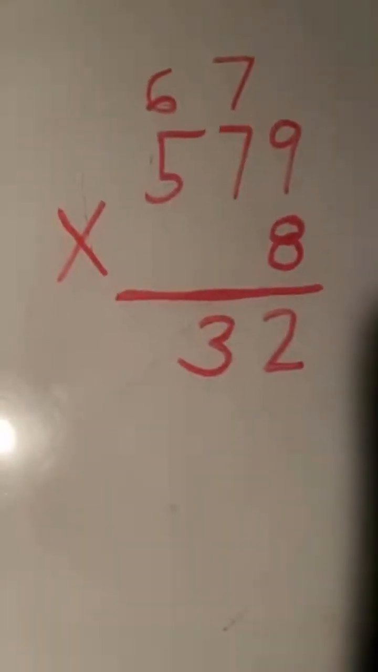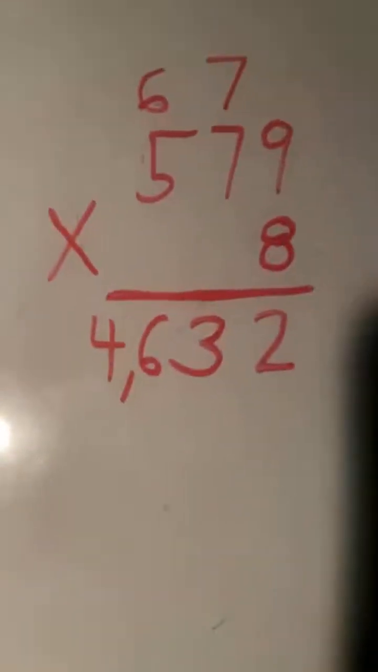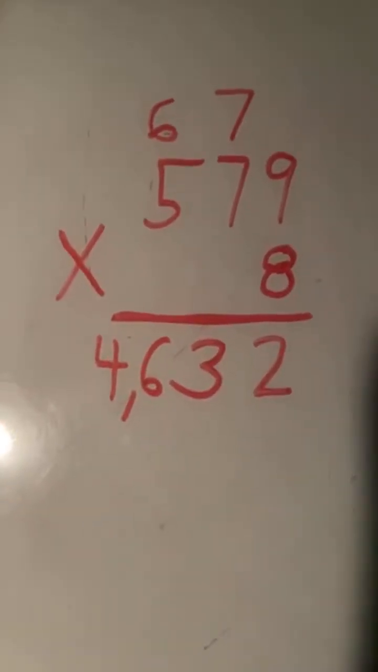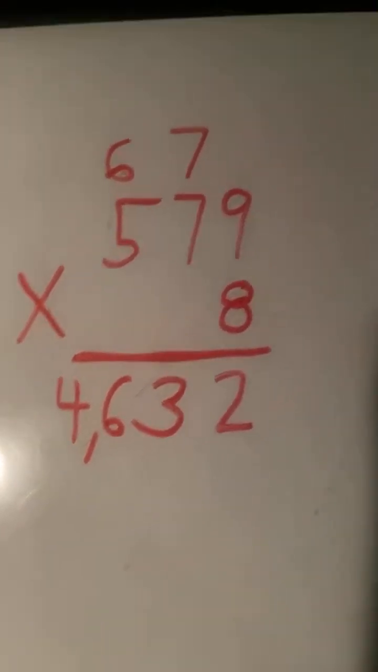5 times 8 is 40. Plus 6 is 46. And we have our final answer. 579 times 8 equals 4,632.